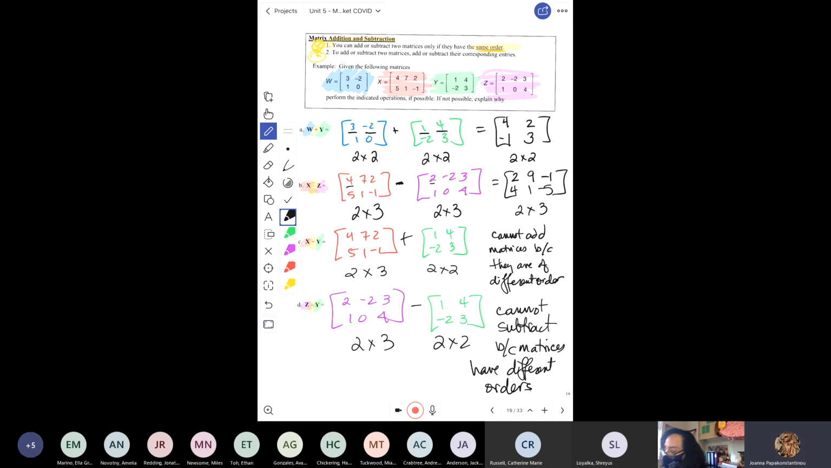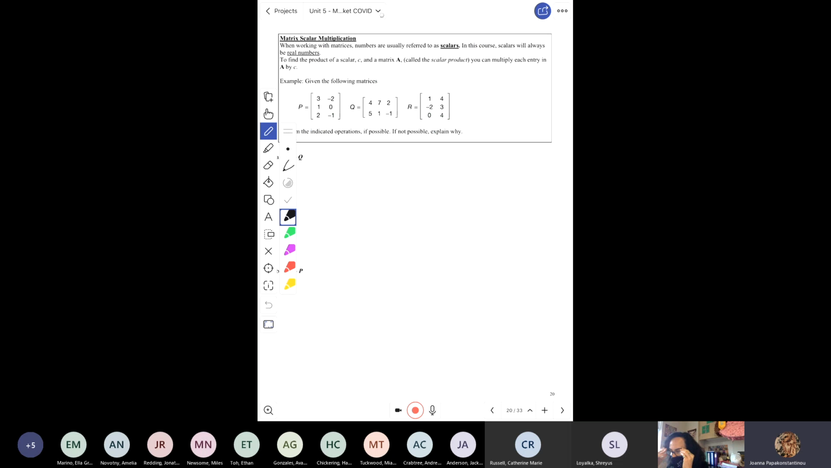Now, this is important because as we learn how to do other types of operations, there's going to be different reasons why you cannot perform the operation. So you have to be very, very explicit in explaining the reason why you can't perform that operation. Okay, now we talked about how to add and subtract matrices. Now let's talk about how to perform matrix scalar multiplication.